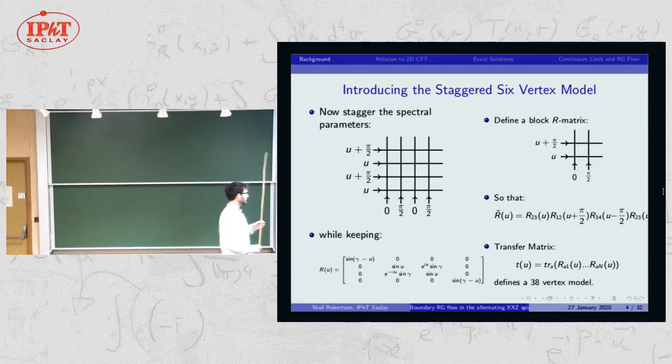Yes, but I think it may be more natural, but we want something that definitely totally changes the model. So we could, I mean, do something like put u and 0 and u and 0. But if we put 0, then it's just a trivial staggering, because the R matrix, when the spectral parameter is equal to 0, is just the identity. So we want to introduce a staggering that is interesting enough to change the model. And essentially, that's why we want pi over 2, rather than just pi or just 0.